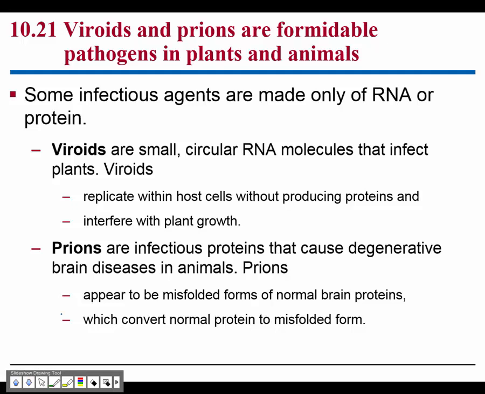So some agents are made only of RNA or protein. Viroids are small circular RNA molecules that can infect plants. There isn't even a coating on these. It's just simply a circular RNA molecule. And prions are just proteins. That's all they are. Yet we can get mad cow disease. We can die if we eat some of these. So these are incredibly simple but very dangerous aspects of our environment.